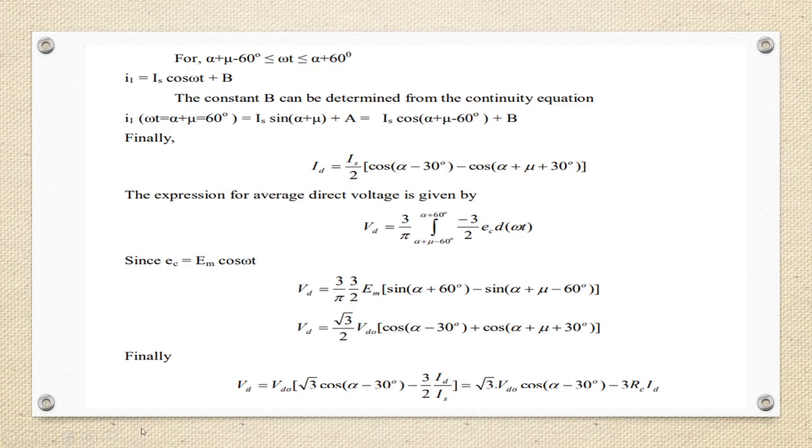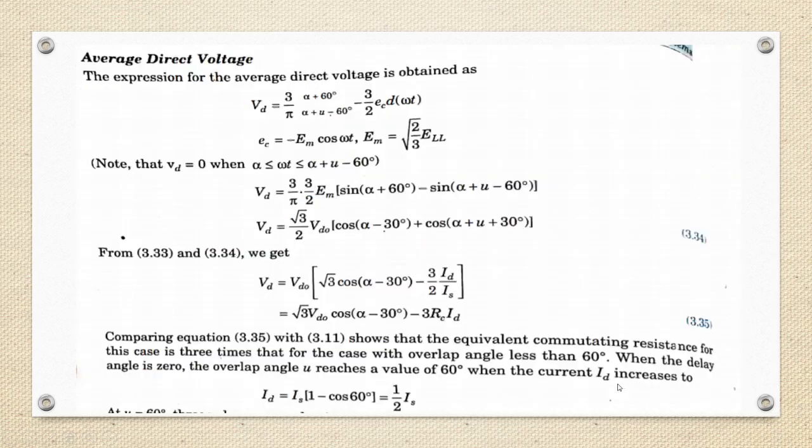The expression for average direct voltage is given as Vd equals 3 by pi integral from alpha plus mu minus 60 to alpha plus 60 of minus 3 by 2 Ec d omega t. Since Ec is Em cos omega t, Vd can be written as 3 by pi into 3 by 2 Em times sin of alpha plus 60 minus sin of alpha plus mu minus 60, and Vd can finally be given as root 3 Vd0 cos of alpha minus 30 degrees minus 3 by 2 Id by Is, that is root 3 Vd0 cos alpha minus 30 minus 3 Rc Id.